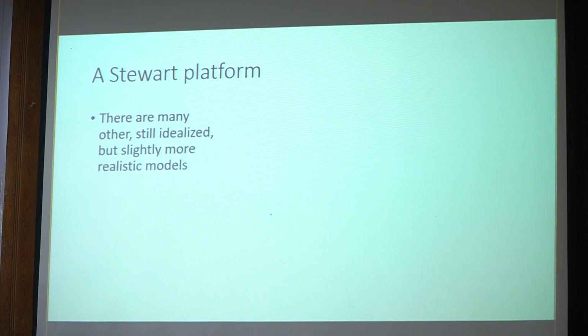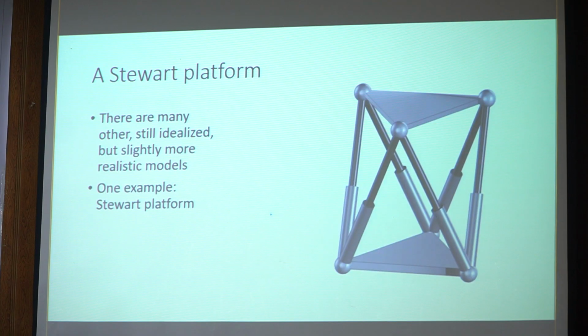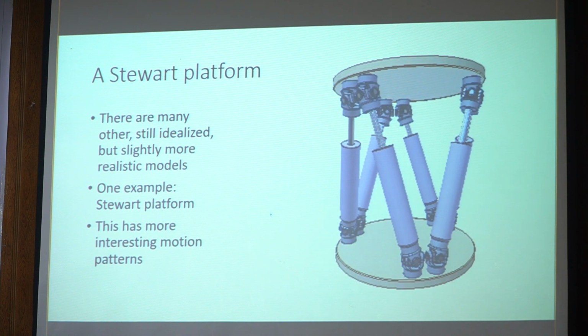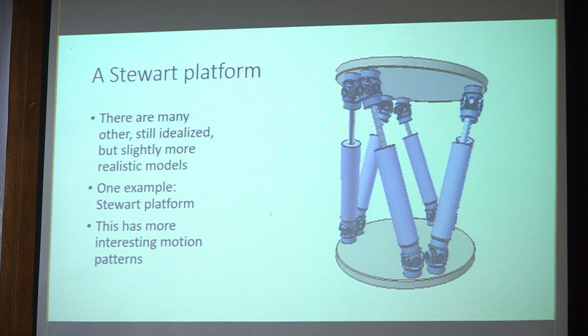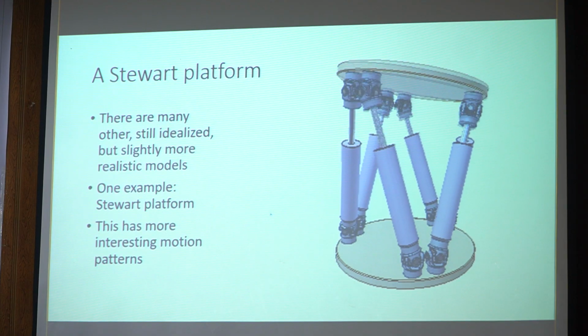Now this is boring, but there are more interesting, slightly more realistic models, and one is called the Stewart platform. The Stewart platform has moving rods also. It's a slightly more complicated thing, but it has more interesting motion. So this is another animation I stole from the internet. So 6 rods moving in a certain kind of complicated way.